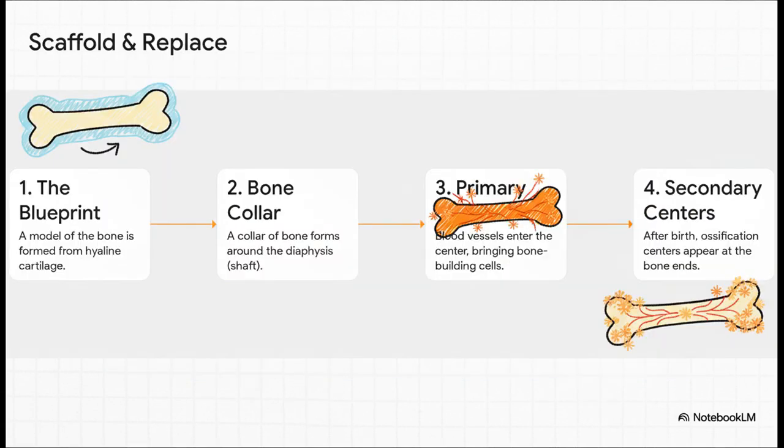The process kicks off with that perfect cartilage blueprint. Then, a hard bone collar forms right around the middle, which cuts off nutrients to the cartilage inside, causing it to break down. This creates a cavity, and boom, blood vessels move in, bringing our bone-building osteoblasts with them. This becomes the primary ossification center. Later on, after birth, the exact same thing starts happening at the ends of the bone, creating secondary ossification centers.